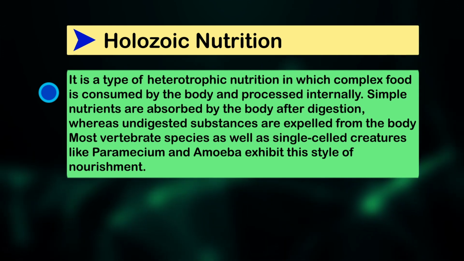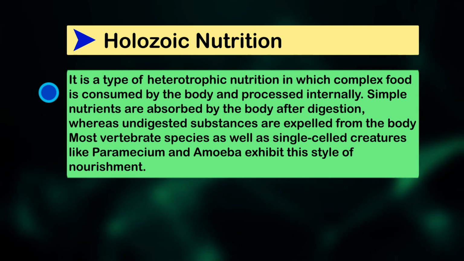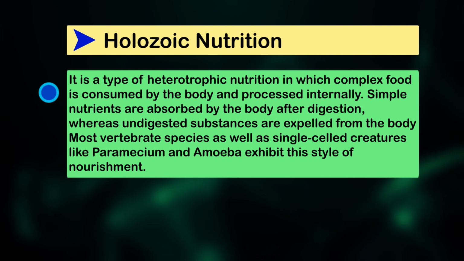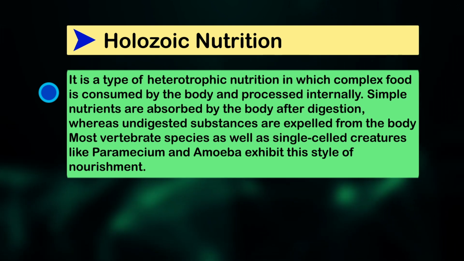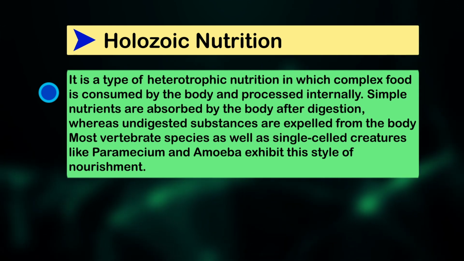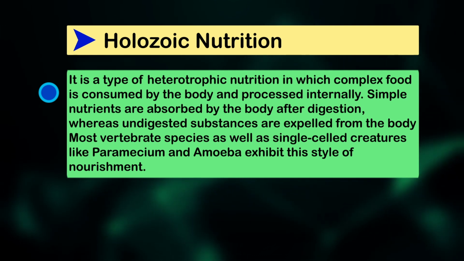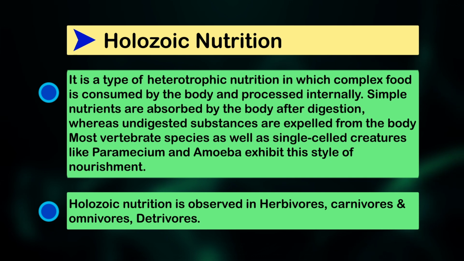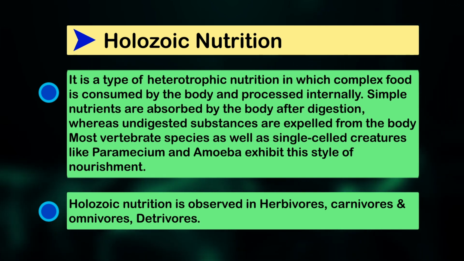where simple nutrients are absorbed by the body after digestion, whereas undigested substances are expelled out from the body. So, most vertebrate species as well as single celled creatures like Paramecium and amoeba usually exhibit this type of nourishment. Holozoic nutrition is observed in herbivores, carnivores and omnivores as well as detritivores.